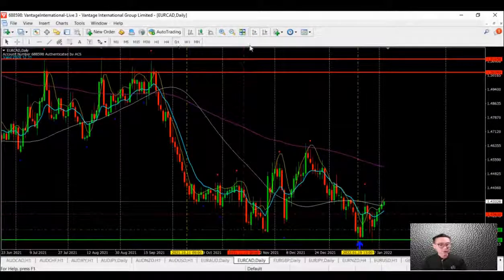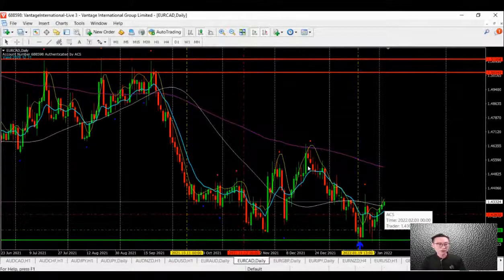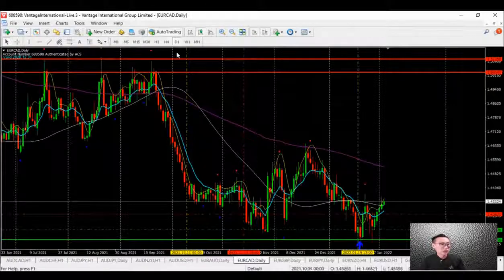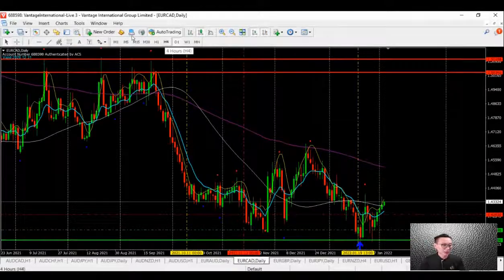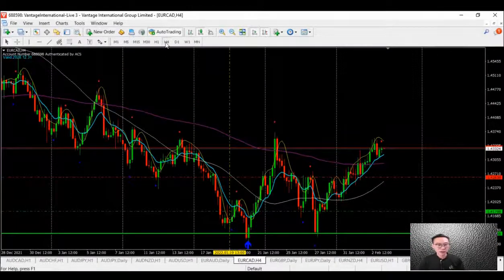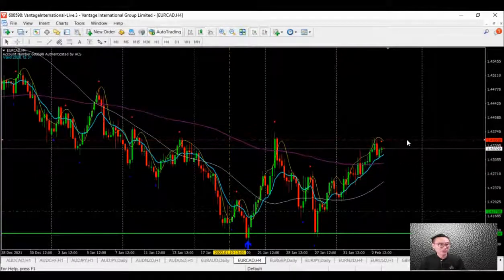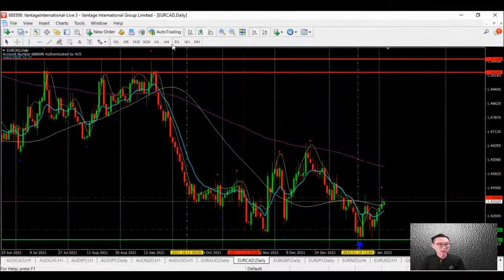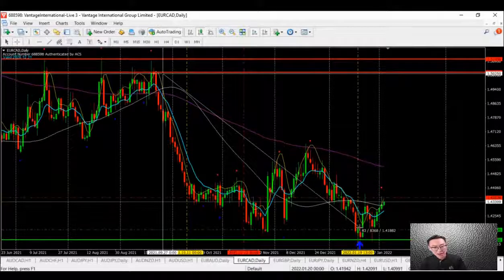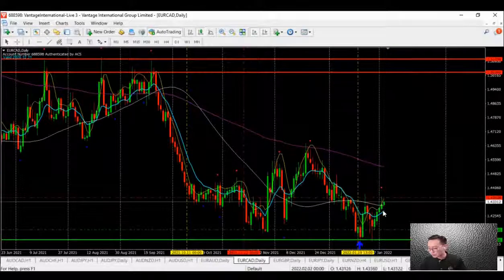EURCAD hits on the support and is now moving upwards into the bull. Are we really into the bull right now? Somehow, yes. Okay, let's take a look. There's still a chance for selling. However, I think this is not into the bull market yet. It's in the transition from the bear to the bull.